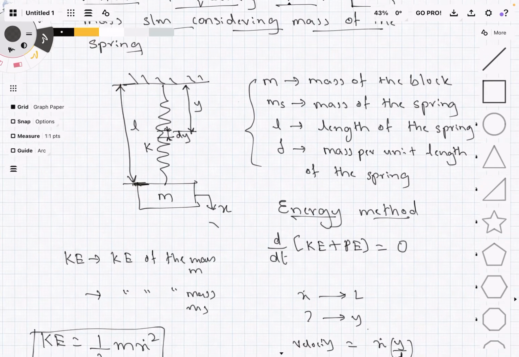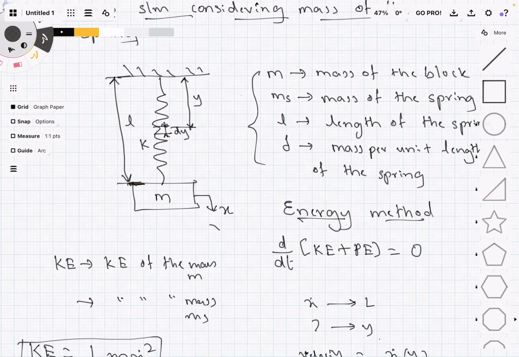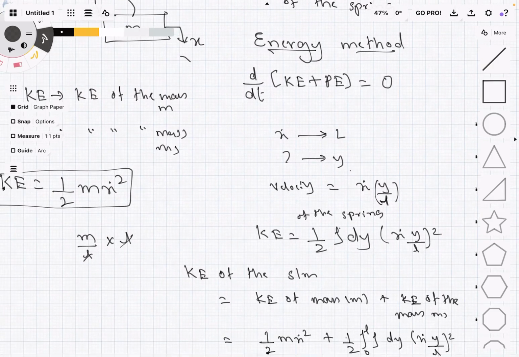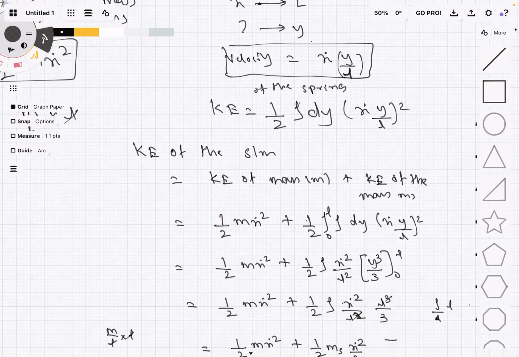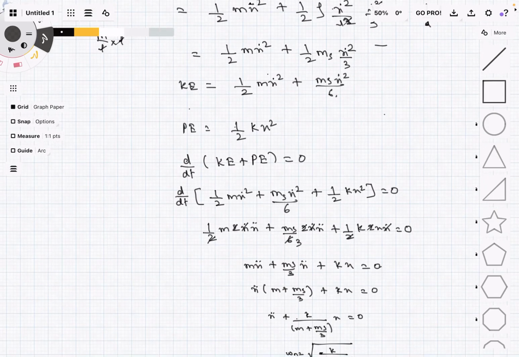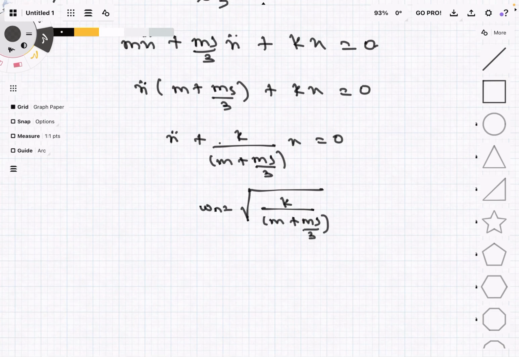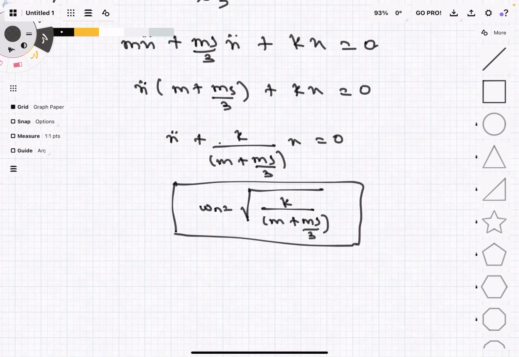For that, we took an element dy at a distance y from the fixed end. So the equation comes like this: half into rho into dy into (x dot y by l) whole square. This is how we found the velocity. I have told you the logic here. When you solve this, you will end up in this particular equation. So this is how we solve for the natural frequency of the system considering the mass of the spring.